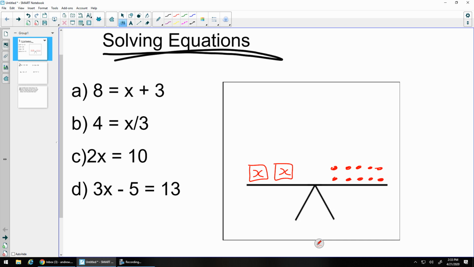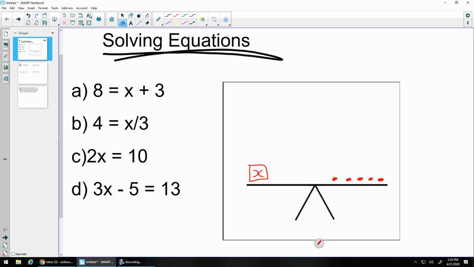So to do that, I can take away an x. That doesn't mean I only have to take away one counter. Since I'm taking away one x, I'm actually taking away half of the weight on the left. And so I would also have to take away half of the weight on the right to keep it balanced. Okay, I took half away on each side, and taking half away is the same as dividing it by 2.